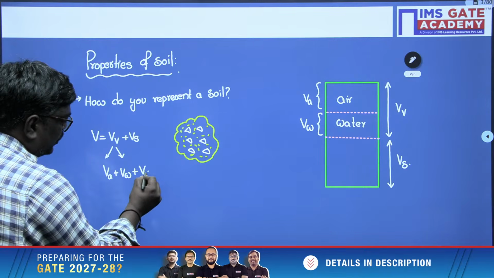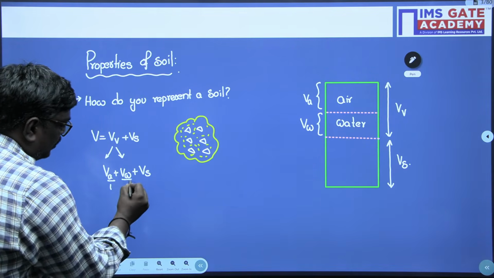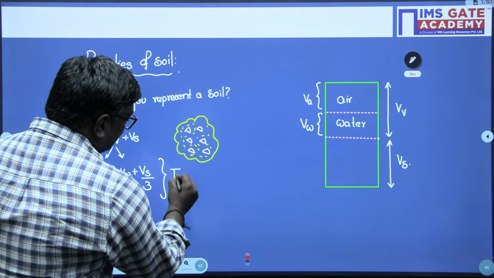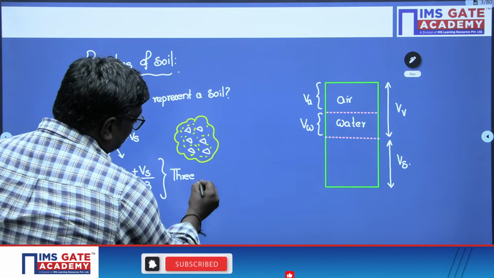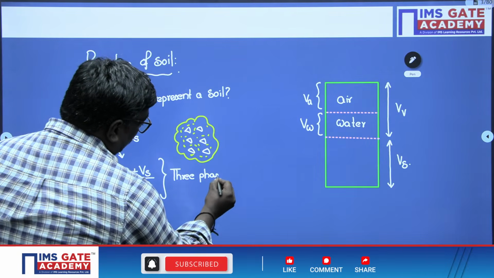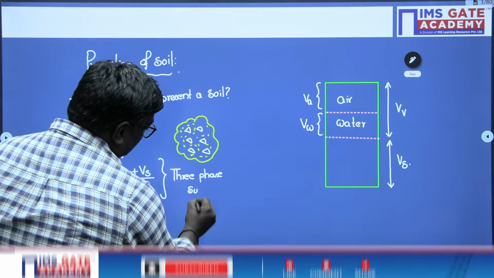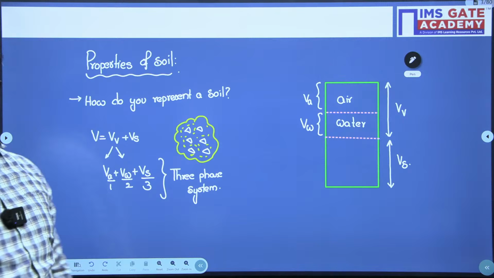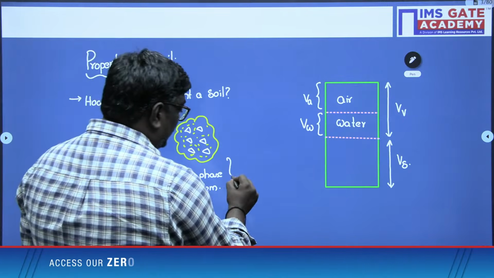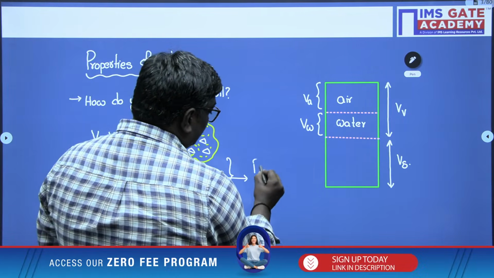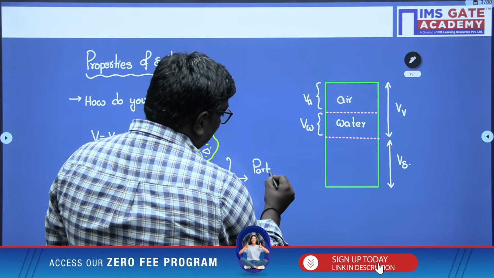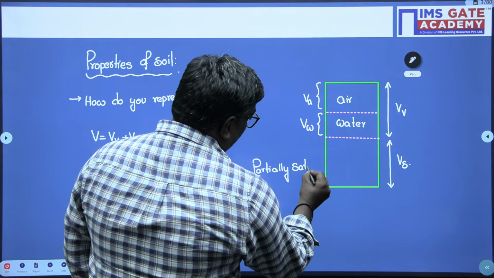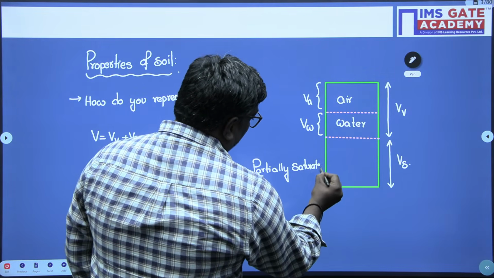How many constituents are there? 1, 2 and 3. So, soil can be represented as a three-phase system. And what is the state of the soil here? The state of the soil is nothing but partially saturated.